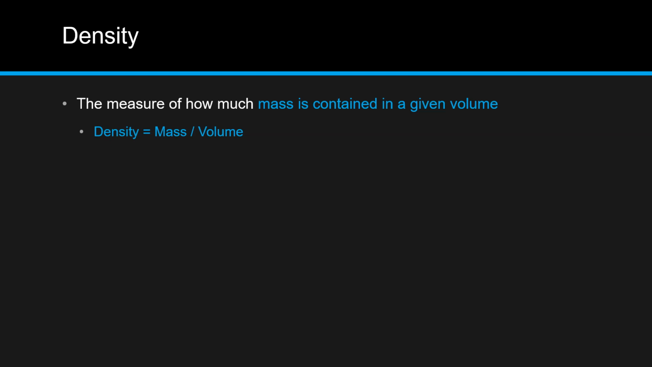Density is another important measurement that is related to mass and volume. Density is the measure of how much mass is contained in a given volume. This means we're trying to figure out how much stuff is in a certain amount of space. We can calculate density by taking the mass of an object and dividing it by its volume. Let's put density into perspective.